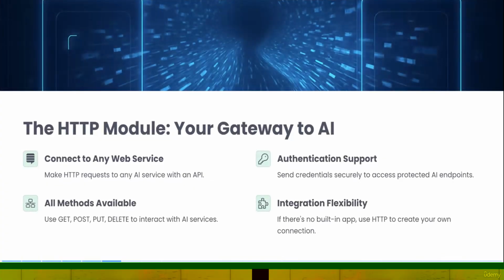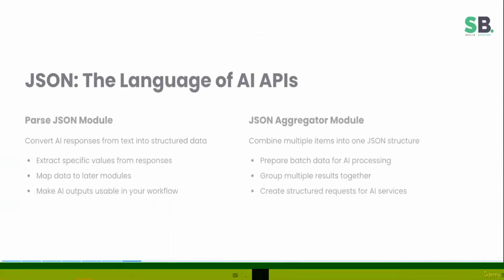The HTTP module, your gateway to AI. You can connect to any web service. Make HTTP requests to any AI service with an API. You have authentication support. Send credentials securely to access protected AI endpoints. All methods available. You can use GET, POST, PUT, DELETE, and interact with AI services. You have integration flexibility. If there is no built-in app, use HTTP to create your own connection.